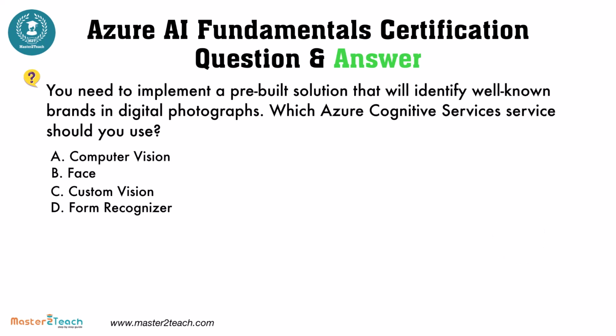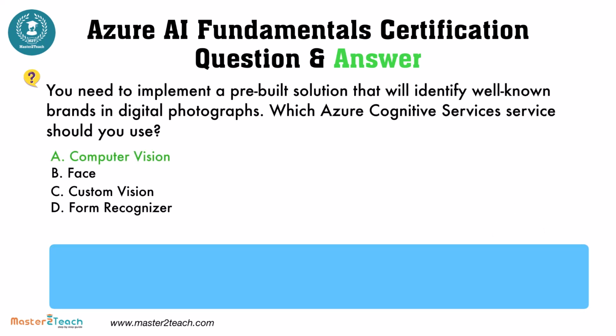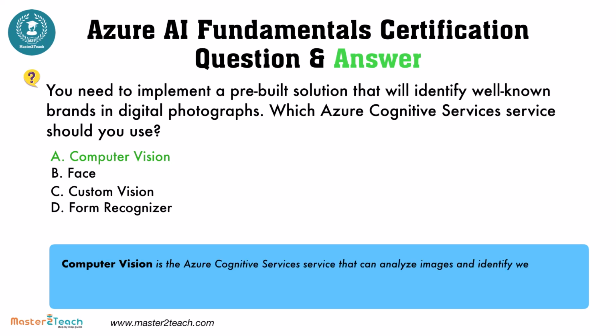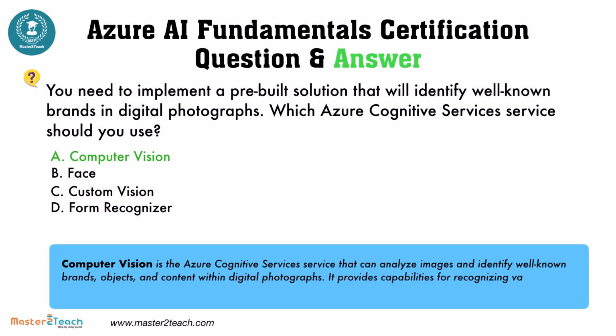The correct option is computer vision. Computer vision is the Azure Cognitive Services service that can analyze images and identify well-known brands, objects, and content within digital photographs. It provides capabilities for recognizing various visual elements, including brands.